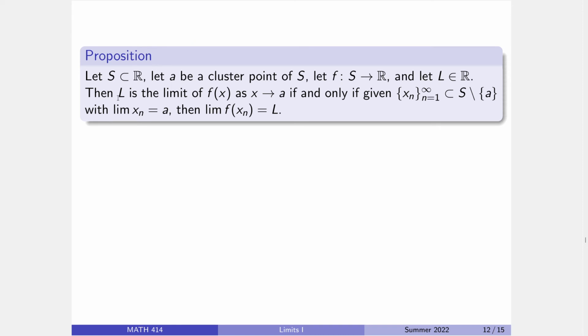Alright, so if L is the limit of f of x as x approaches a, then that means any sequence converging to a, when I feed it into the function, it converges to L. So if L is to be the limit, then that means sequences have to be working as well. So this gives us, like I said, kind of a nice theoretical way of dealing with limits.